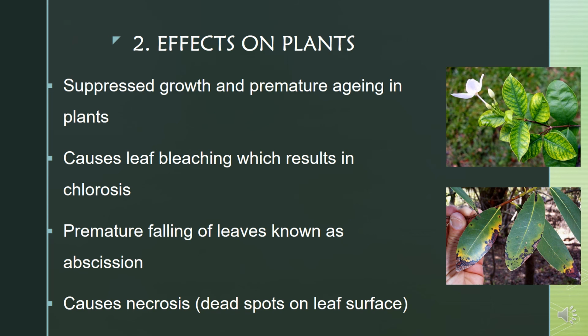Effect on plants. Some of the common effects on plants are suppressed growth and premature aging in the plant, leaf bleaching, premature falling of leaves, and dead spots on the leaf surface.